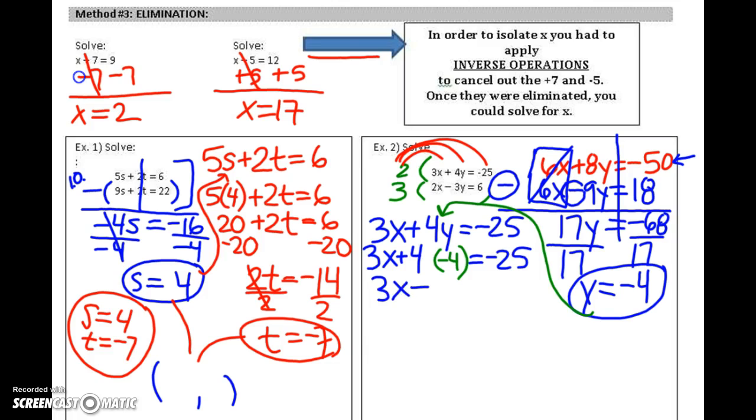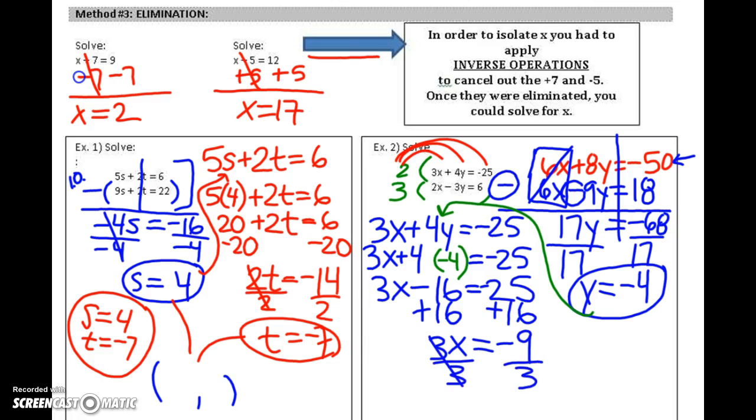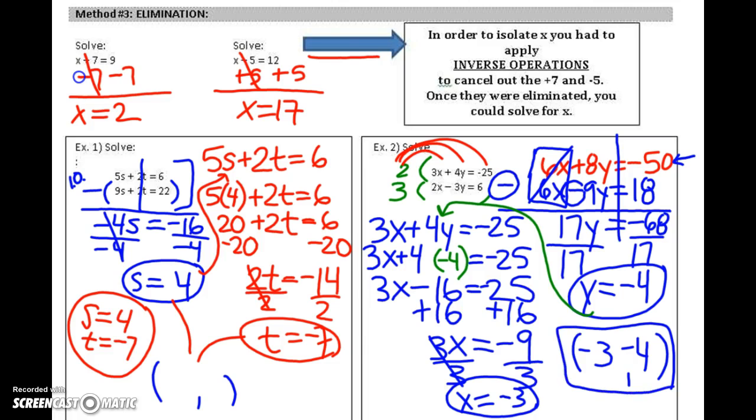This multiplies out to get negative 16. Add 16. That's negative 9. And x equals negative 3. Once more, now that I have x and y as my answers, I need to make sure I write it as an ordered pair. x coming first, y coming second, and this is my final solution, negative 3, negative 4.